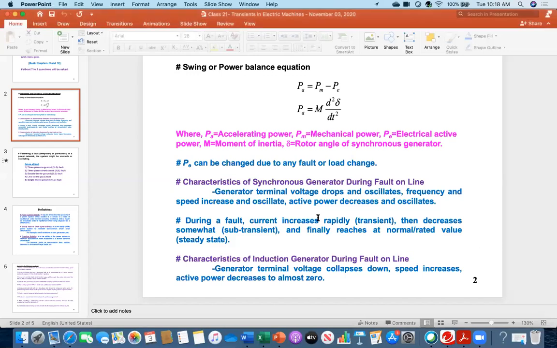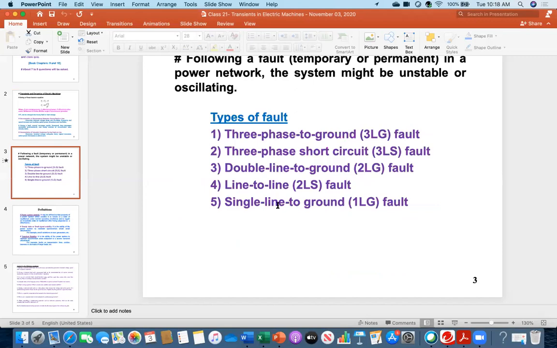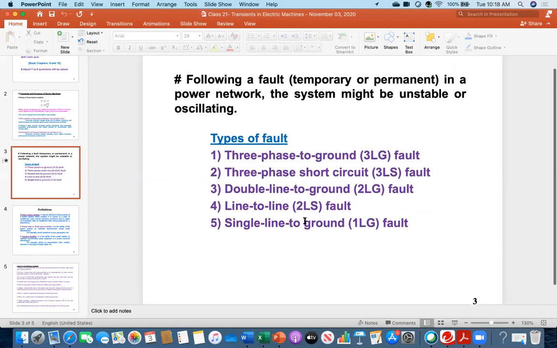So I was discussing, due to any fault, I wrote those things in this slide. Everybody see that? I said following a fault in a power network, the system might be unstable or oscillating. Like 3-phase to ground fault, 3-phase short circuit, double line to ground, line to line, and single line to ground. And this is according to the severity ranking I mentioned.